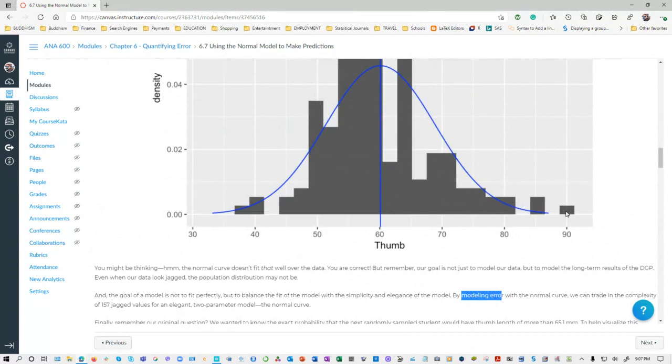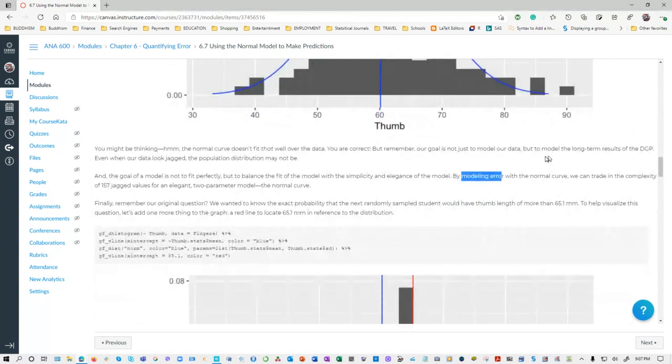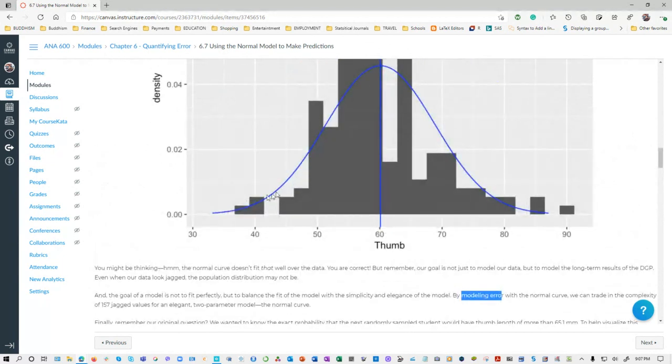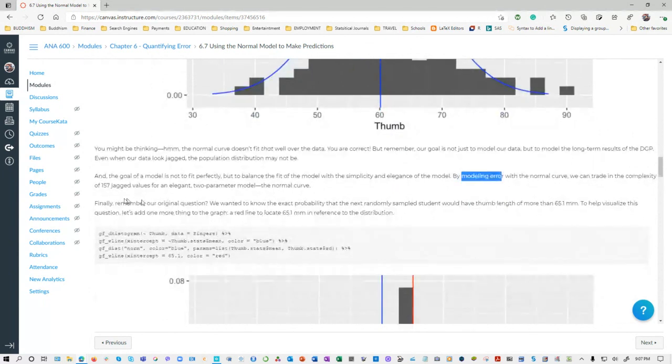Even with that one, we can trade that one when we model this with a bell-shaped curve, thinking about where this data is coming from, fitting it into a normal curve. We're going to trade the complexity of this jagged value for an elegant model, the normal curve.